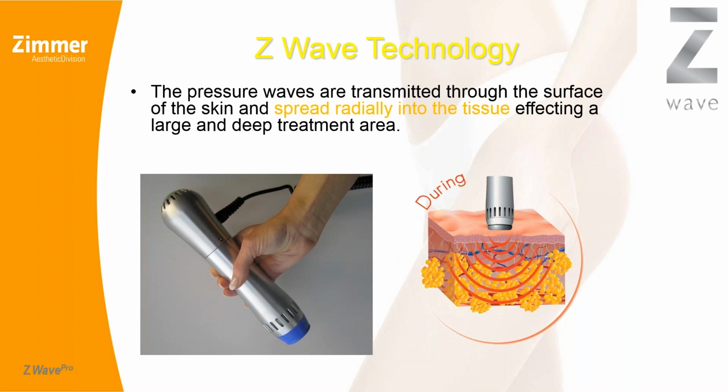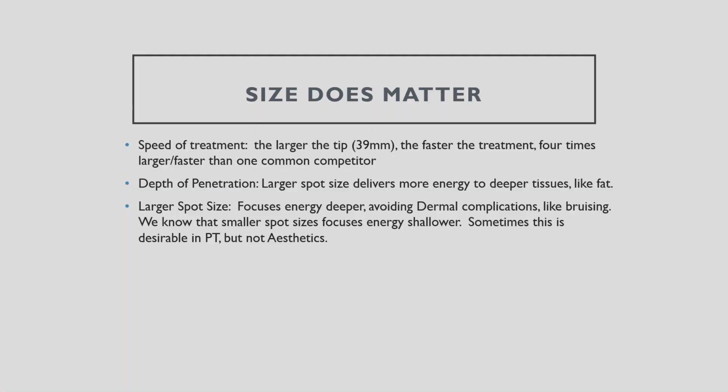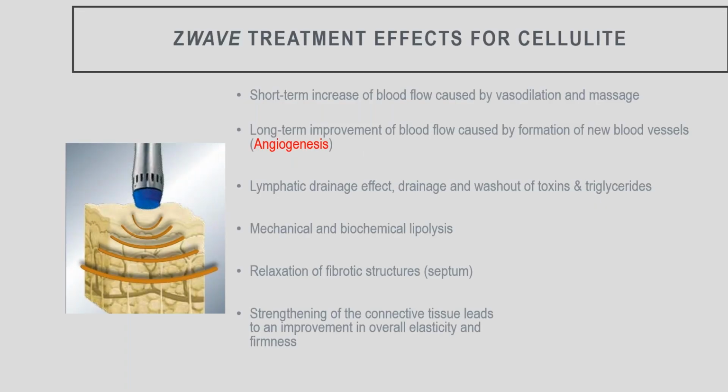So you can see a nice illustration here. That's what we're talking about in this next slide where it says size matters. The speed of the treatment, awesome. 39 millimeter, really fast, 4 times faster than our competitors here. And the depth of penetration with that larger spot size really delivers our energy into things deeper like our fat. That larger spot size helps us reduce dermal complications like bruising. We know smaller spot sizes focus that energy a little shallow, but when we're doing aesthetics, we want to go deeper. So let's talk about how we use this for cellulite.